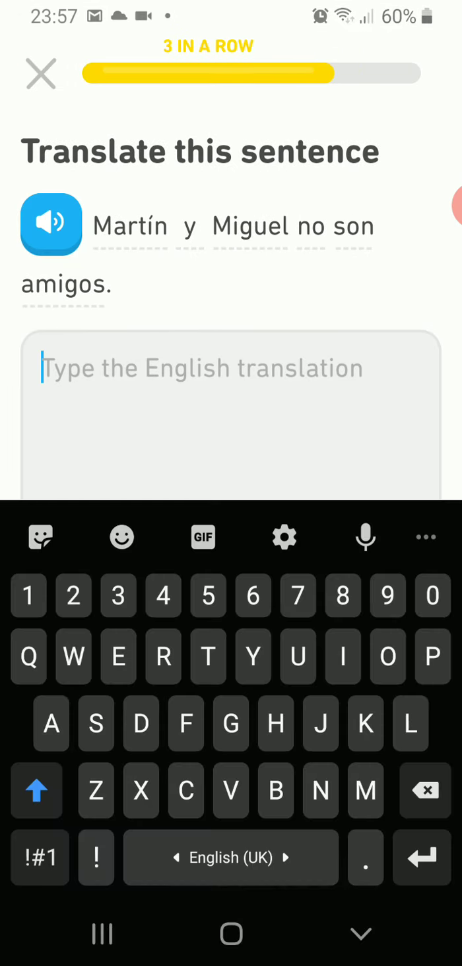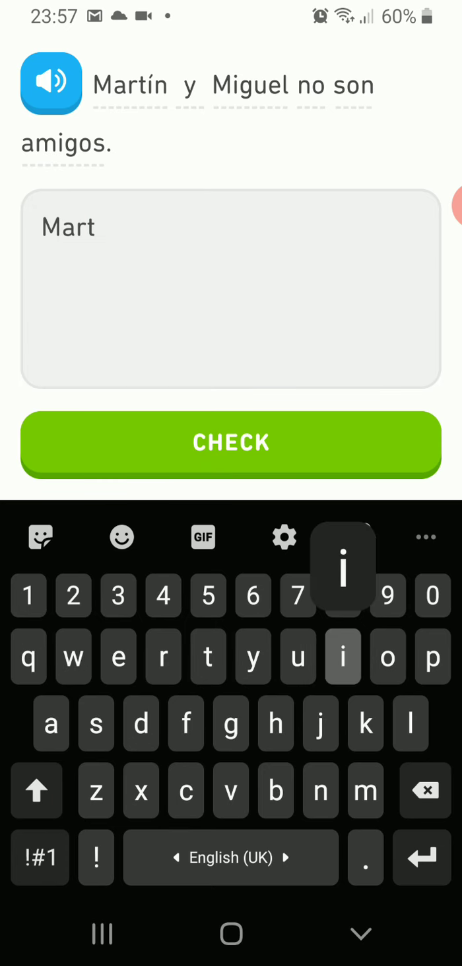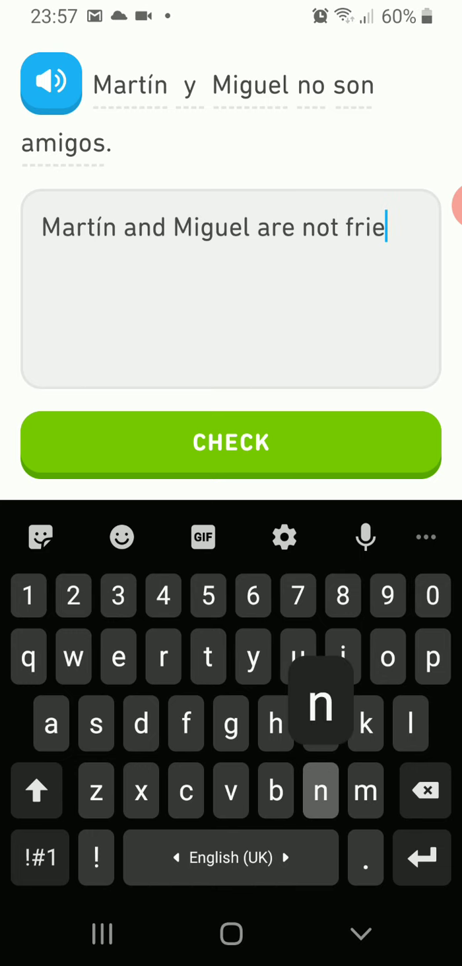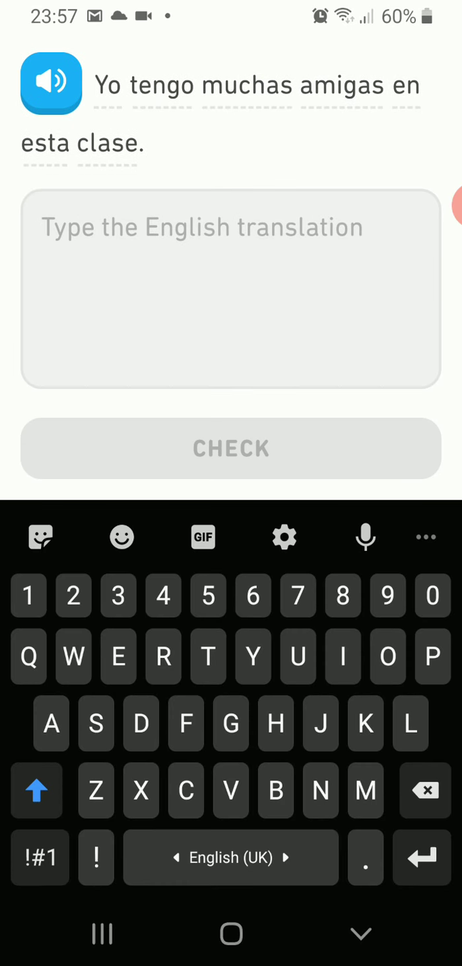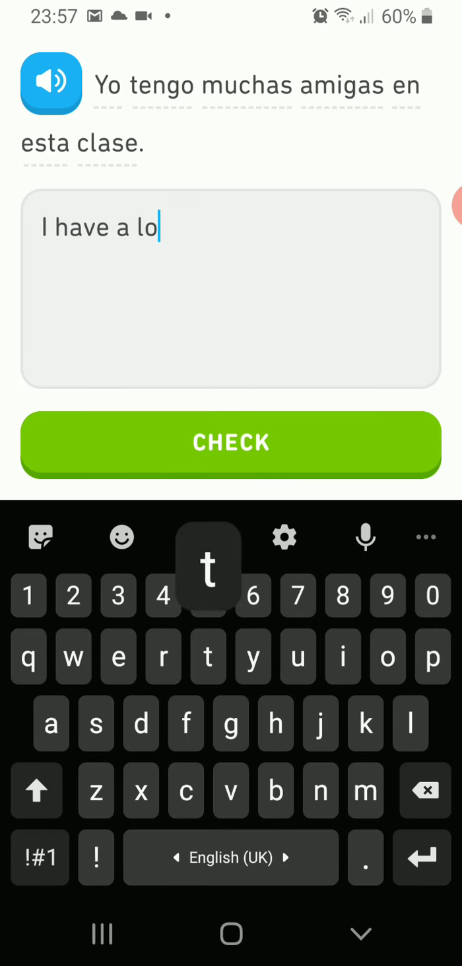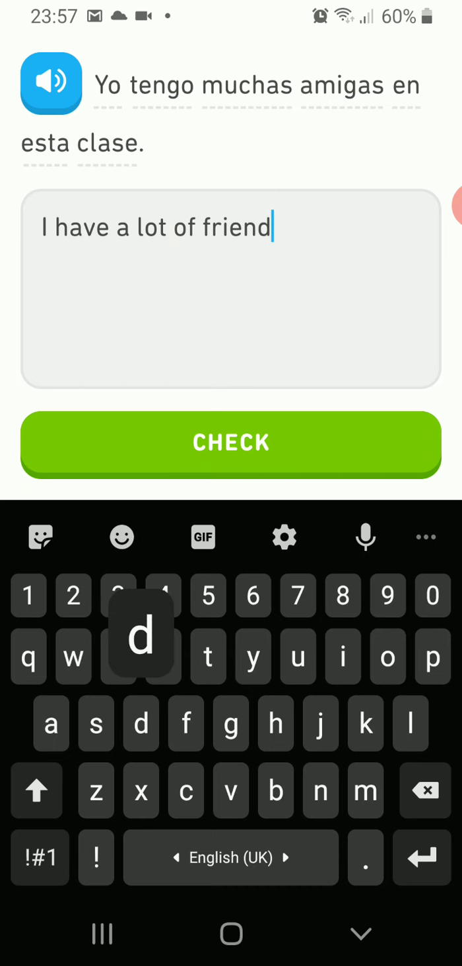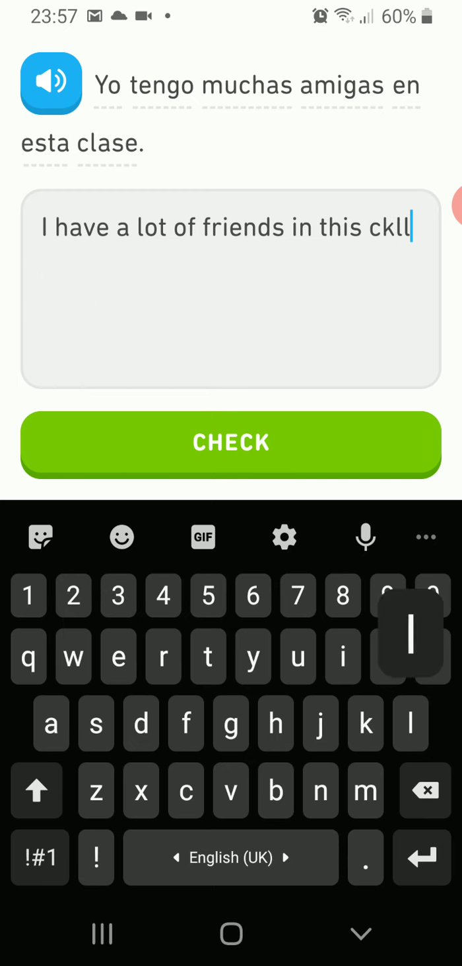Martín y Miguel no son amigos. So Martín and Miguel are not friends. Yo tengo muchas amigas en esta clase, so I have a lot of friends, but female friends, in this class. That's how you say it, in this class.